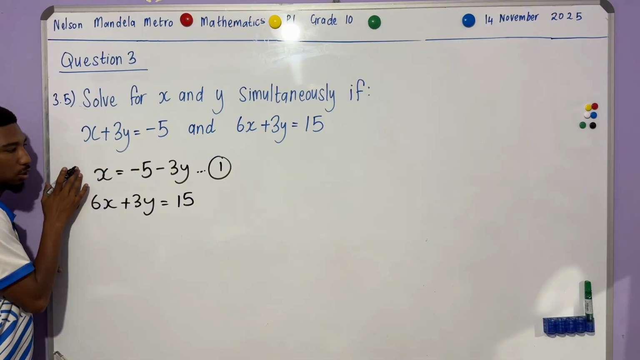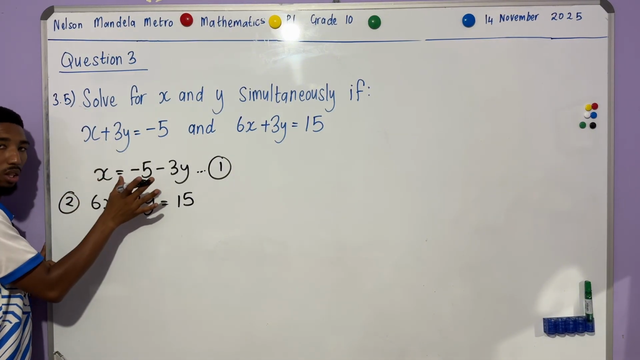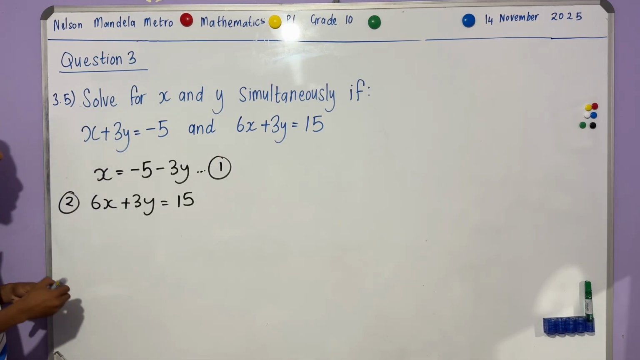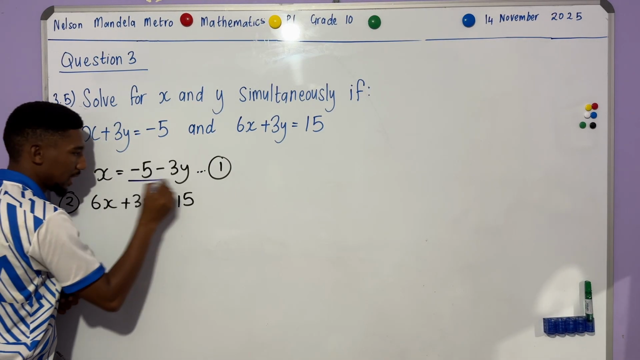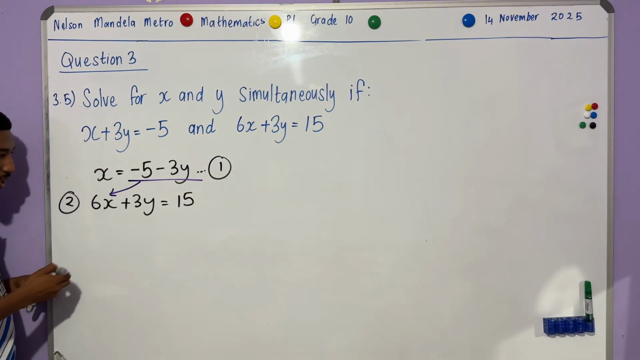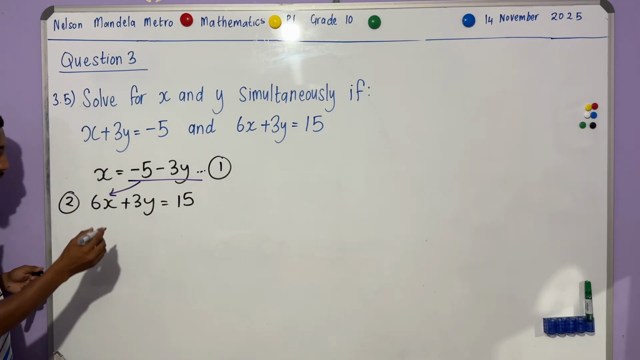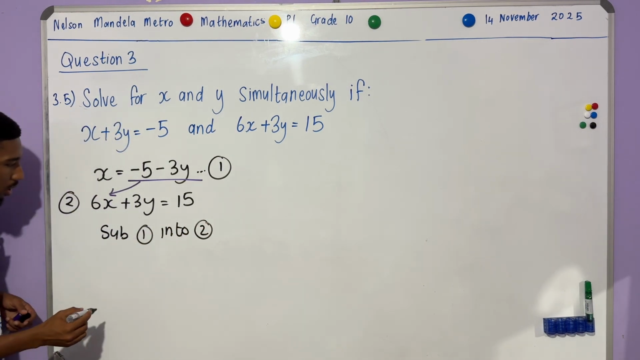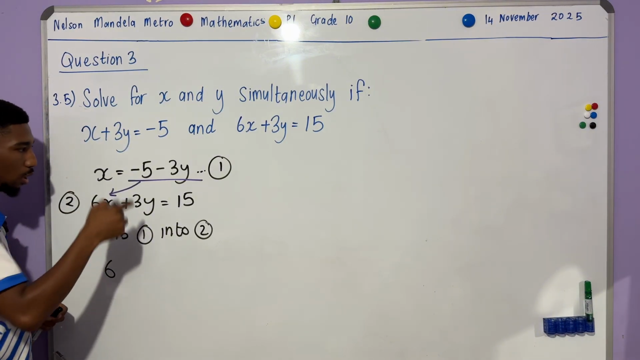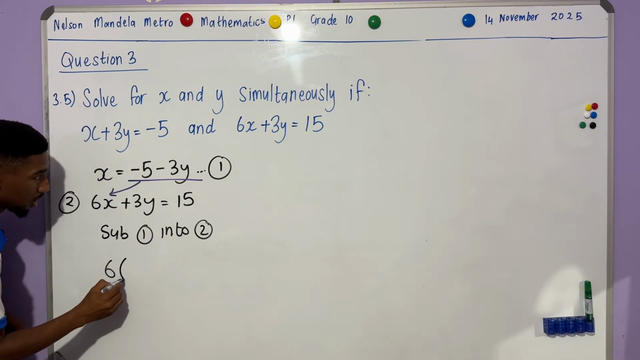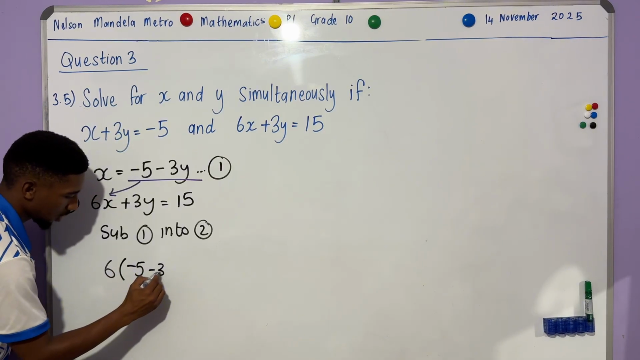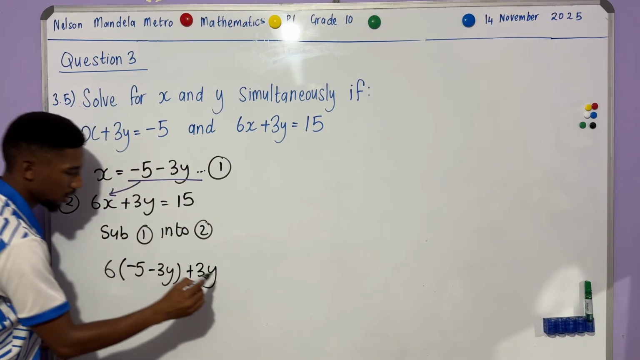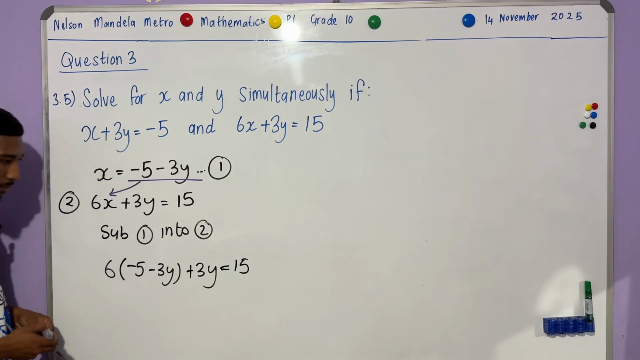When I'm creating my first equation, I want to have either x or y equal to, or I want to make it the subject of the formula. This is important because I then want to substitute my first equation into the x of the second equation. So I'm going to say substitute 1 into 2. So then I have 6, and when I substitute anything, I always substitute using brackets. 6 brackets minus 5 minus 3y brackets plus 3y equals 15.